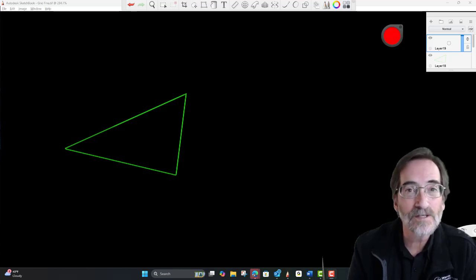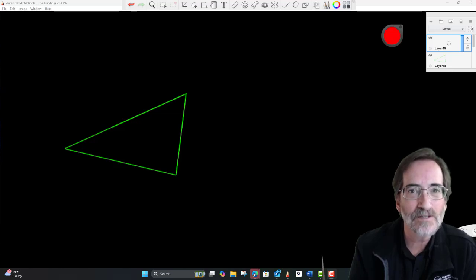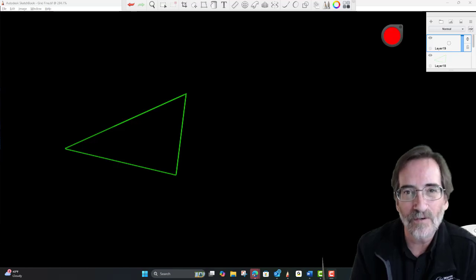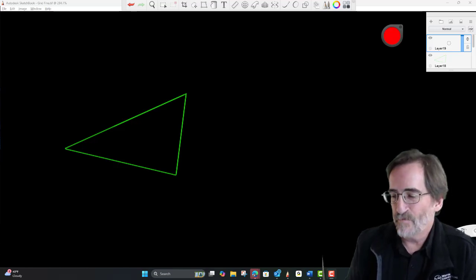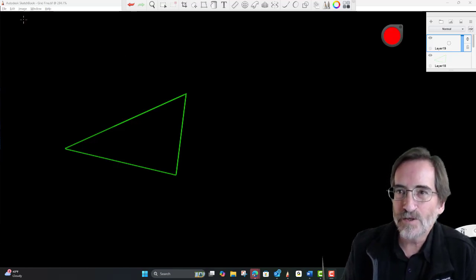The incircle is a circle that just barely fits inside a triangle. The circumscribed circle, or the circumcircle, is a circle that just touches all three corners of the triangle. We're going to start with the incircle. To construct the incircle, or inscribed circle, we're going to construct something called the angle bisectors.